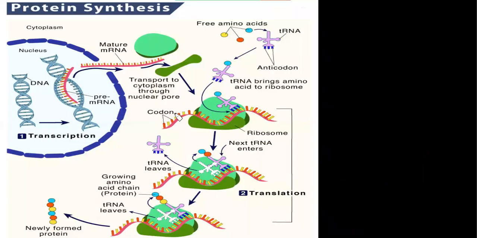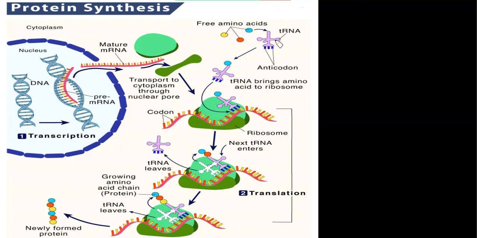Okay, so let's look at the summary and see what we have. The process starts in the nucleus, where we have transcription, and you can see that part of the DNA opens up. When it opens up, messenger RNA copies the message. Once it copies, the messenger RNA goes to the ribosomes, transported to the cytoplasm through the nuclear pore. It's passed through the nuclear pore, yes.